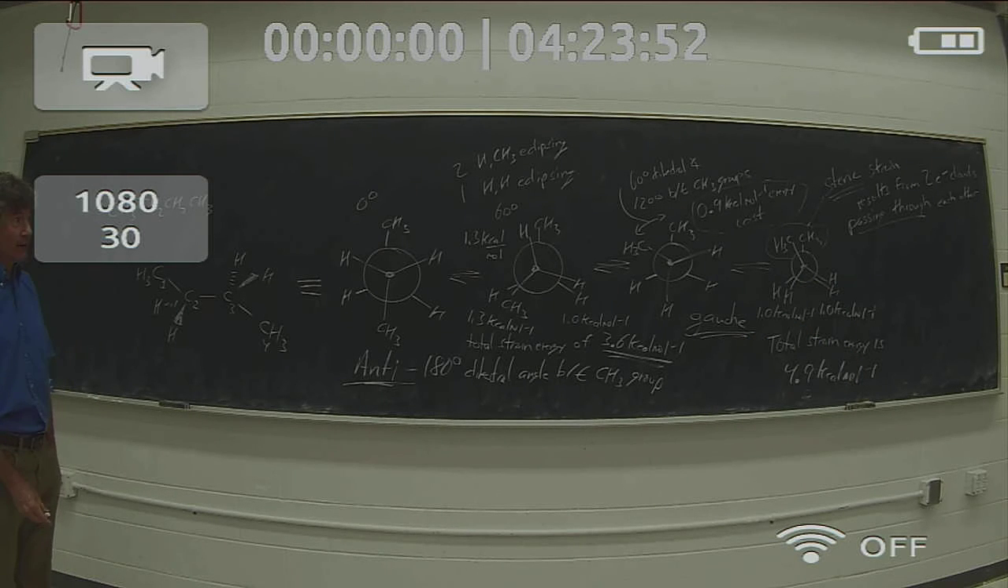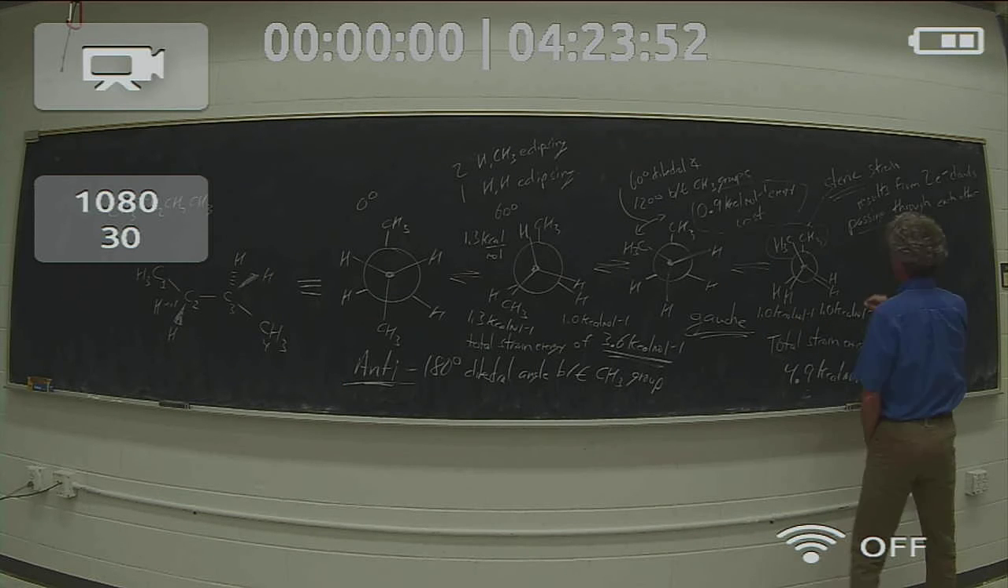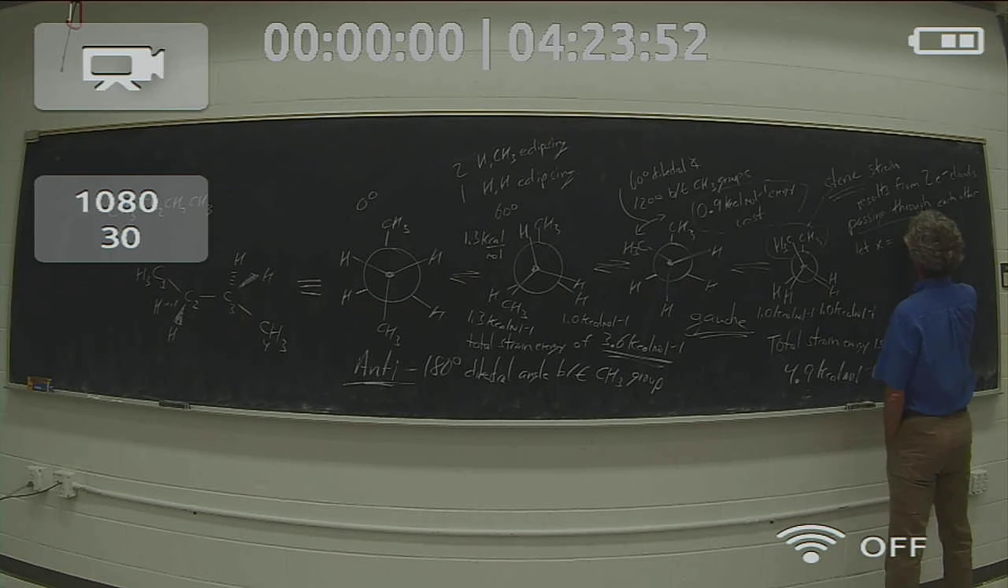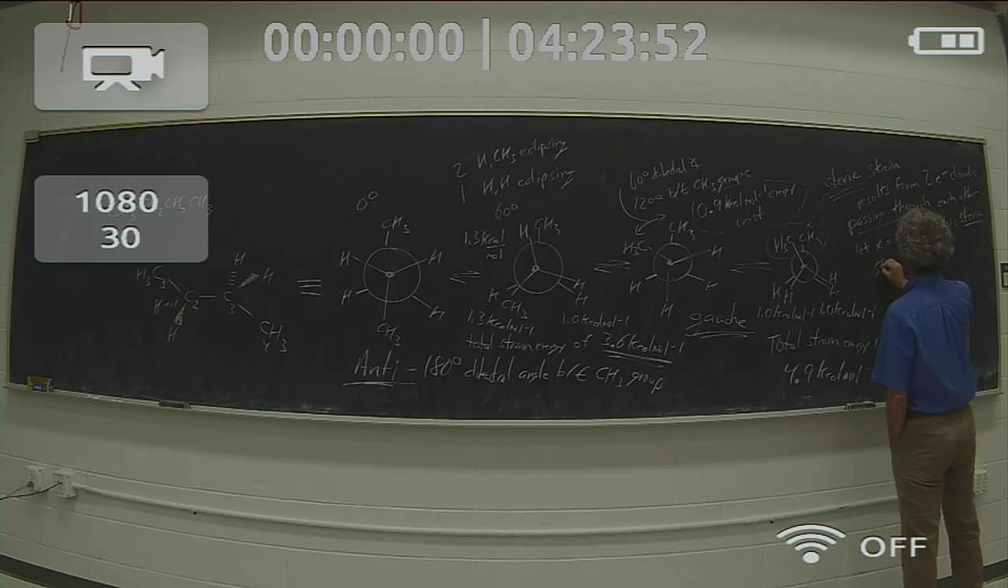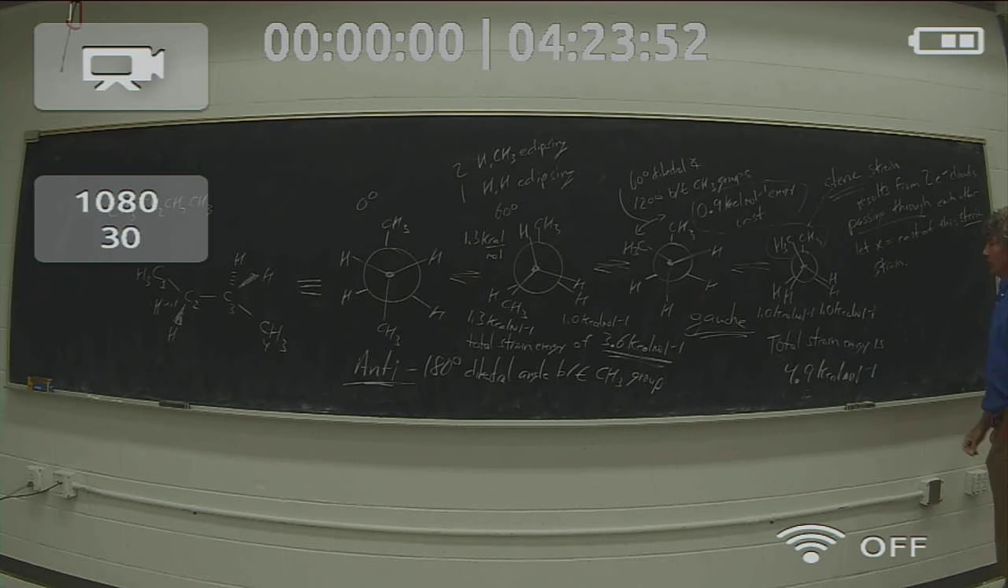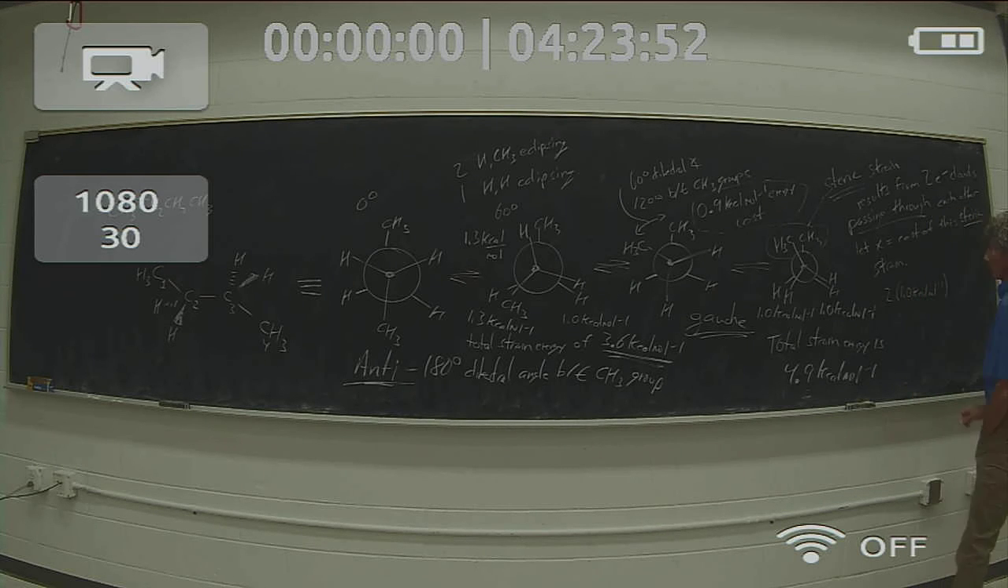So if we let X in this case equal the steric cost of putting two methyl groups, we know that 1.0 kilocalories per mole times 2, because there are 2 of them, plus X is equal to that total cost of 4.9 kilocalories per mole. And thus X will be equal to 2.9 kilocalories per mole.